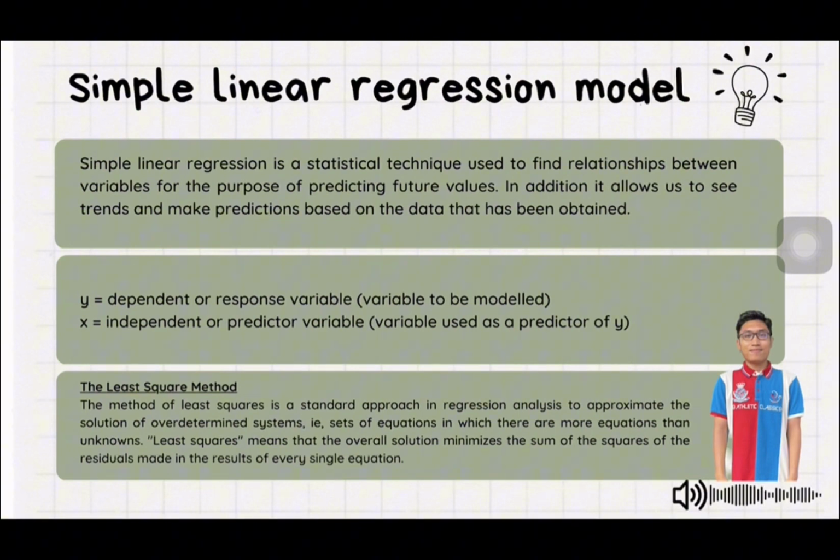The least squares method. The method of least squares is a standard approach in regression analysis to approximate the solution of overdetermined systems, sets of equations in which there are more equations than unknowns. Least squares means that the overall solution minimizes the sum of the squares of the residuals made in the results of every single equation.